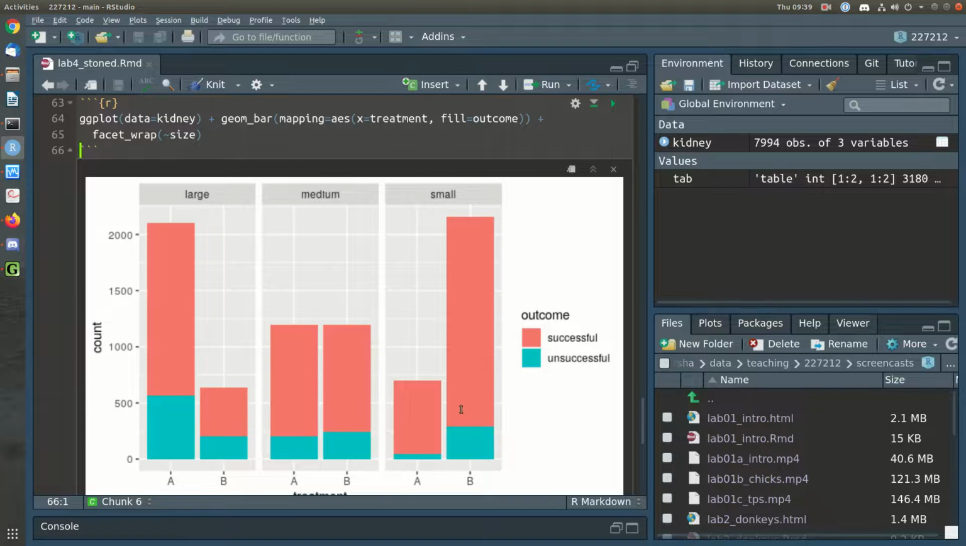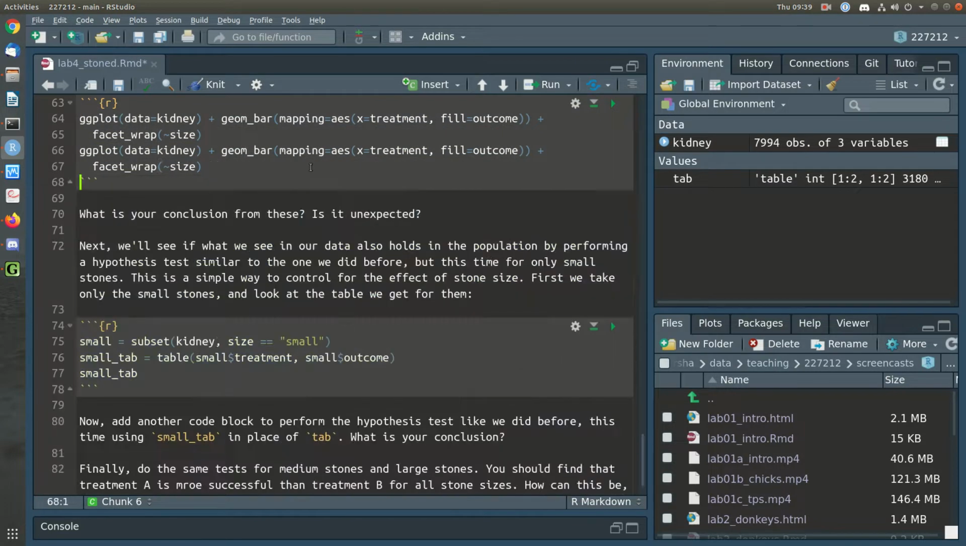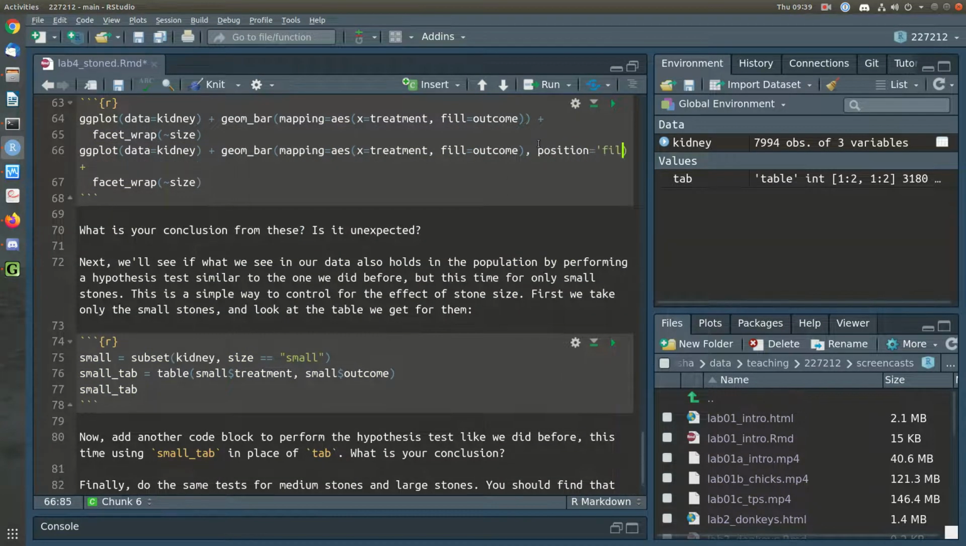It's hard to compare these. So we might want to do another plot, which adds in position equals fill. So you remember we're adding position equals fill goes inside the geom bar because we're altering the geometry of the bars. But it goes outside the AES because inside the AES, of course, is only stuff from our data.